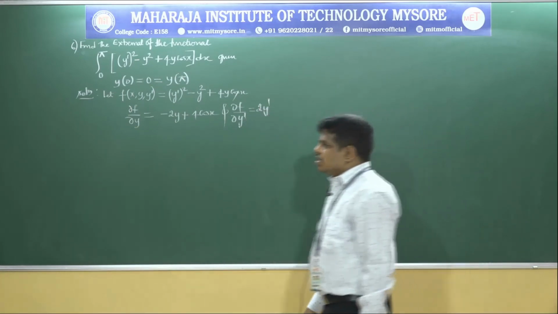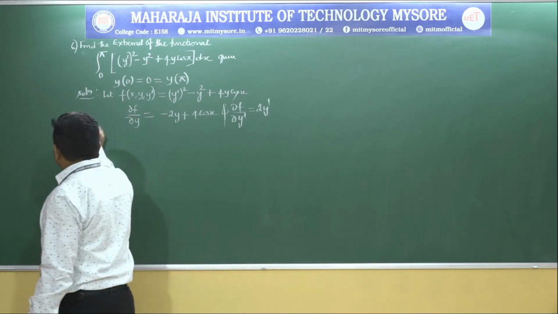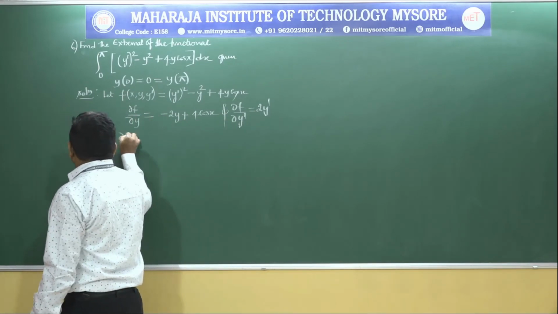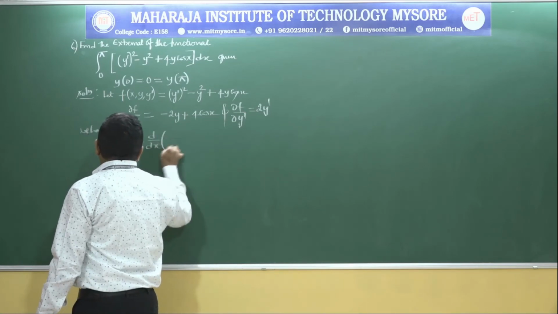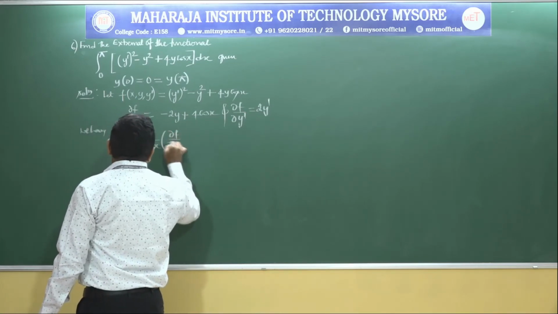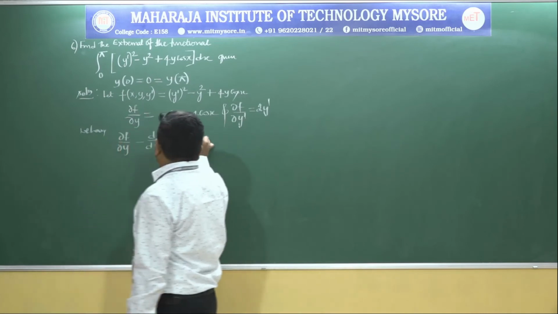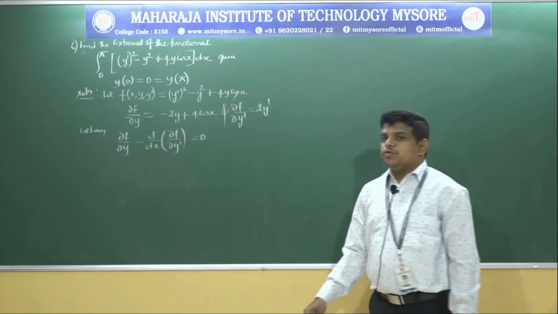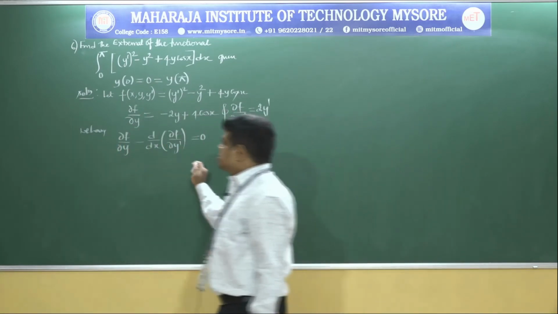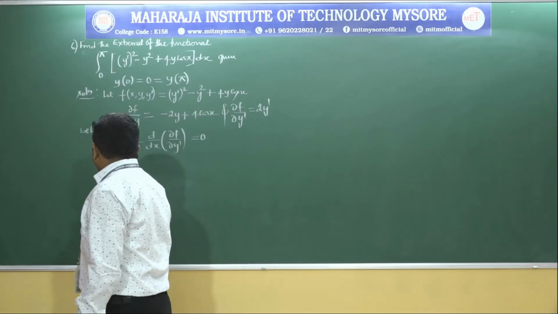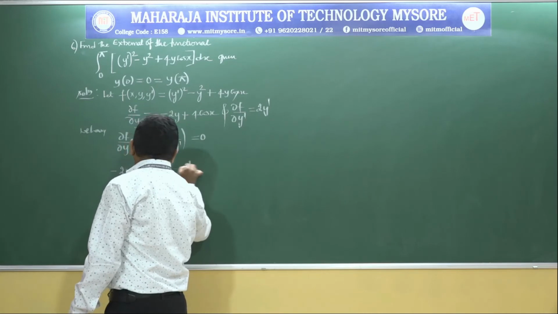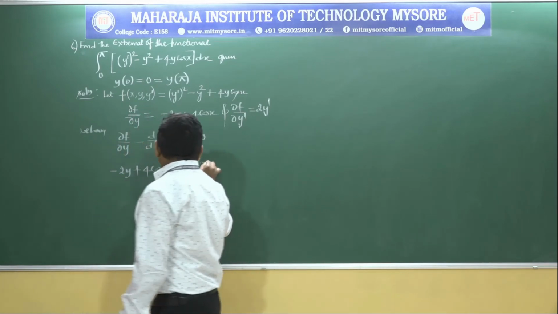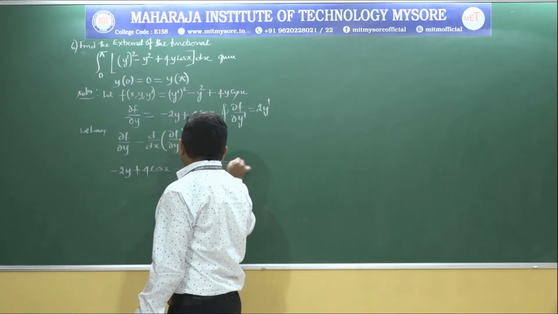By Euler's equation, we have ∂f/∂y minus d/dx of ∂f/∂y' equals 0. Substituting the derivative values, we have minus 2y plus 4 cos x minus d/dx of 2y' equals 0.